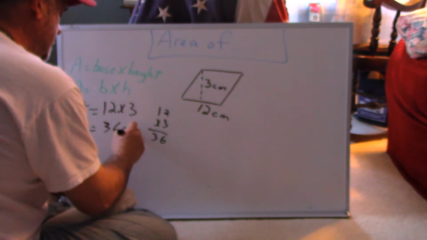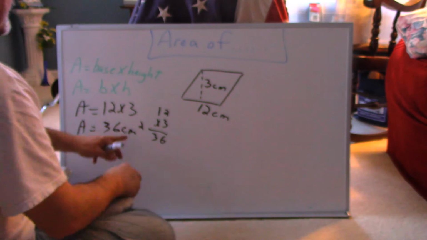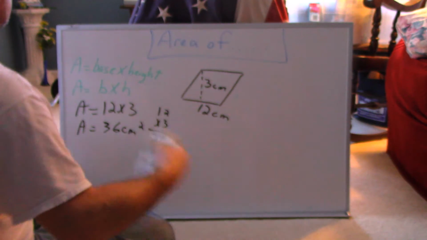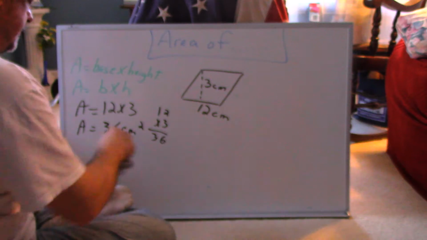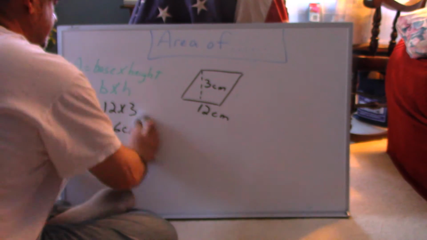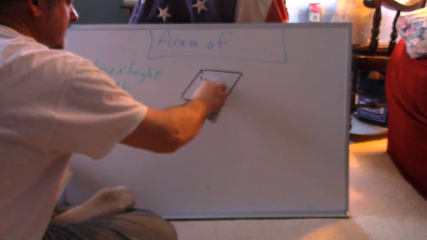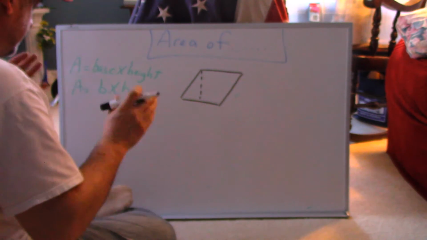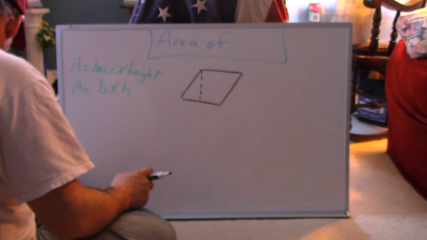36 centimeters squared. And I'm putting the unit of measure, which in this case is centimeters. It could be meters, centimeters, inches, whatever. I'm putting the square there because it's area. That's the reason we do it. So do not forget that because some teachers will take points off. And if you're going to do it, you do it right or you don't do it at all. That's what I say. Do it right or don't do it at all.